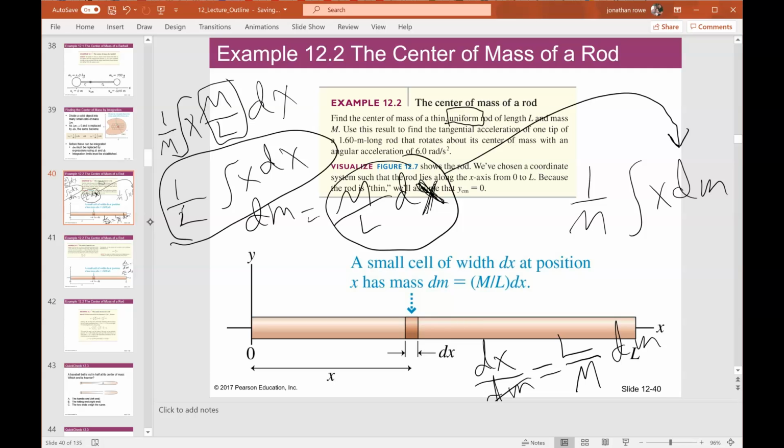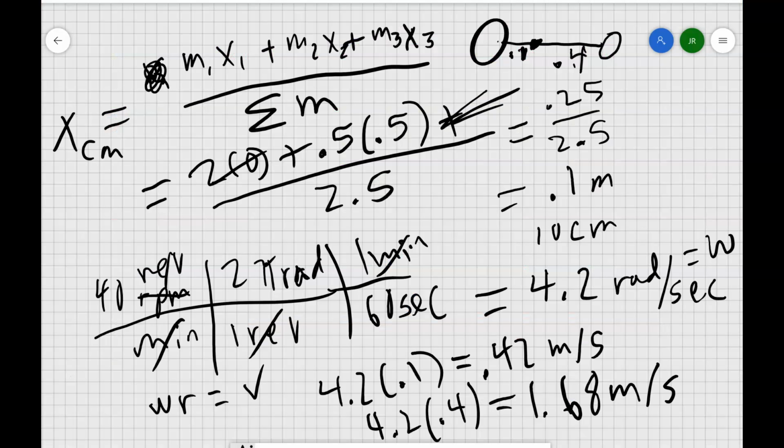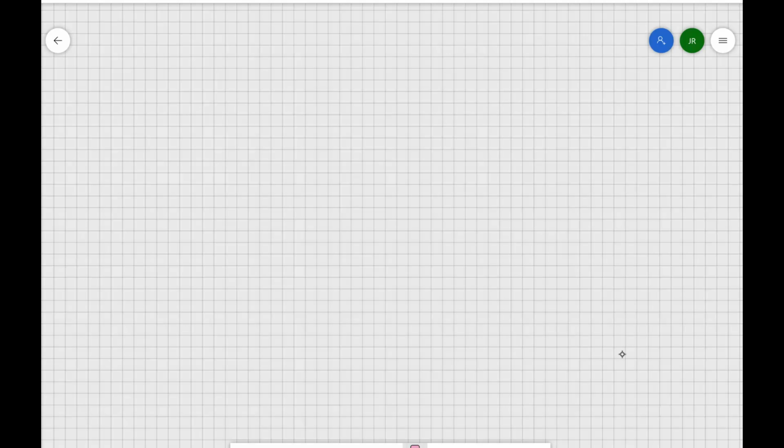Okay, there's the expression that I need to help me find this center. Let's get some more room. So remember this: 1 over L integral of x dx.